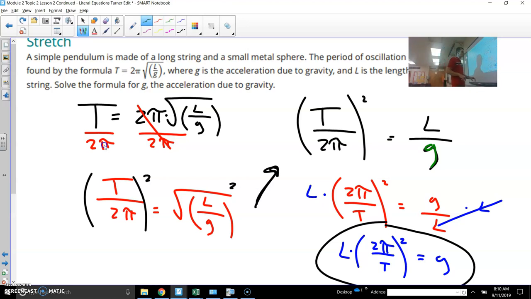So what you see me do is I actually do the reciprocal, where I put G and L in the opposite sides of the fraction, reciprocating them. But if you do that, you have to do that to the other side to keep it fair. So that's what I did. And once I have L in the denominator, I just multiplied it to the other side, and then that finalizes the problem.